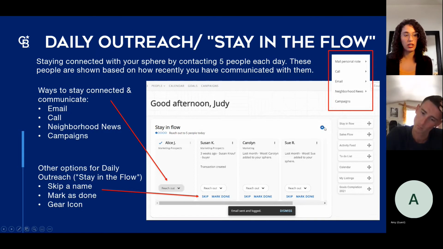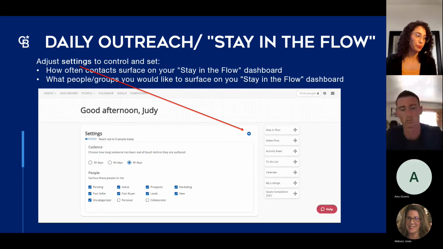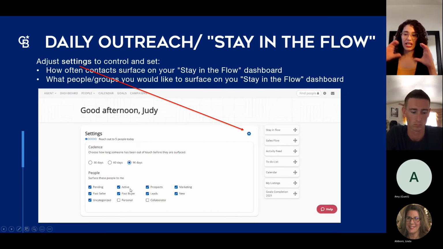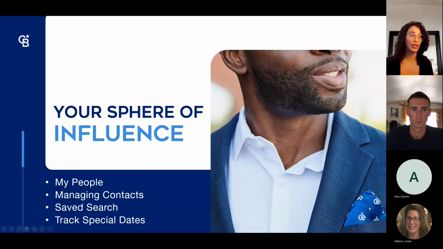And there's always that gear on the top right where you're going to be able to organize exactly who pops up on your top 5. Obviously, you're not going to really want to do your personal or your collaborators on there. So you'll be able to really narrow down to your prospects, your leads, your active buyers. And like I was mentioning, you'll be able to organize them by 30 days, 60 days, or 90 days. Give yourself a nice window and give them breathing room, and then you'll be able to reach out to them again. So this is going to help you stay in the flow.